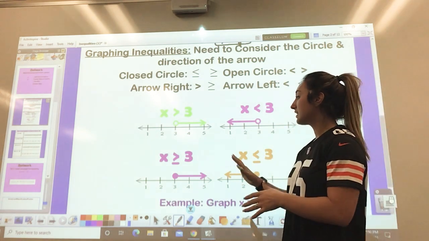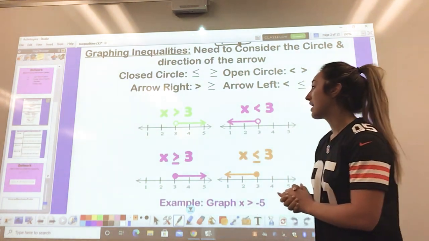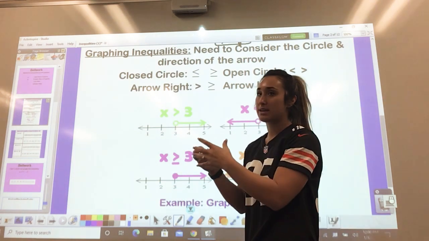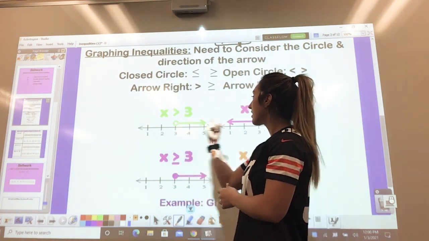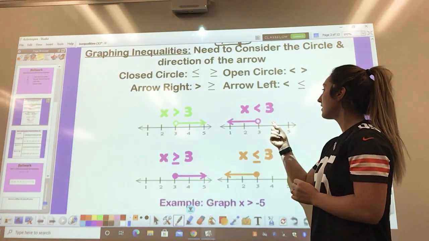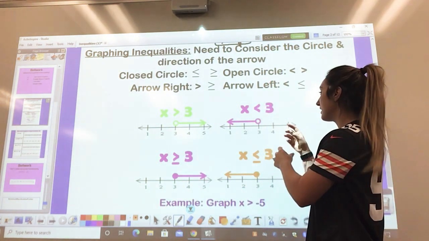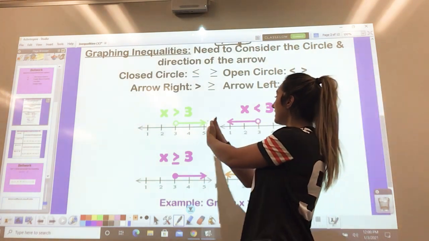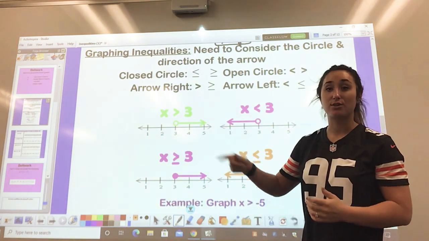So you can see here each of the graphs. If x is greater than 3, you'd have an open circle because it's just greater than 3. It doesn't include 3. And since it's greater than 3, we draw an arrow to the right. Here, x is less than 3. Again, it doesn't include 3, so it's an open circle, but now it's going to the left because that's where all of the numbers are that are less than 3.